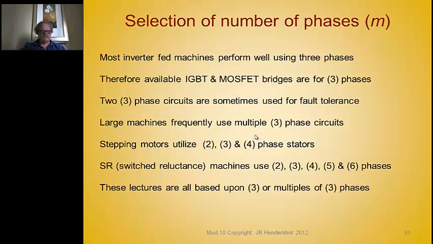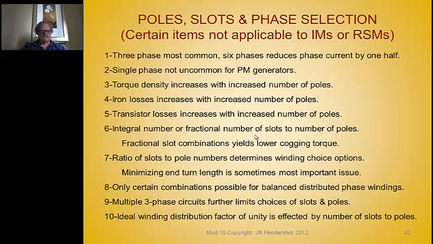Switch reluctance machines use two, three, four, five, and six-phase stators. The two-phase stator is a very popular one for vacuum cleaners and fans and things of that sort. A very famous vacuum cleaner uses a two-phase switch reluctance motor that goes 100,000 RPM. But these are all based on stators that use three phases or multiples of three phases.